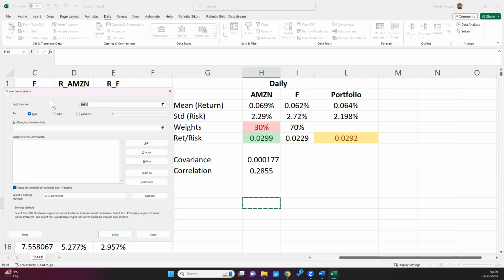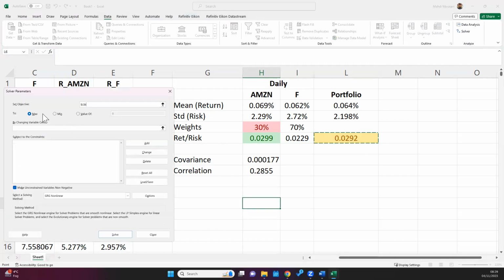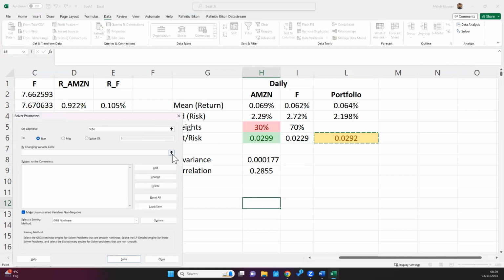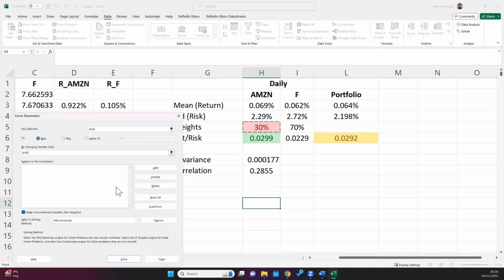So our goal here is to do what? Set objective. We need to refer to the cell that is our objective. Our objective is to maximize the value in this cell, because this is the ratio of the return to risk, and we want to have higher return per 1 unit of risk. So we want to maximize it. How would this number be changed? This number would be changed by changing this weight, right? Because if I change this one, this would also be changed, right? Do I have any constraint? Yes, I have got a constraint.